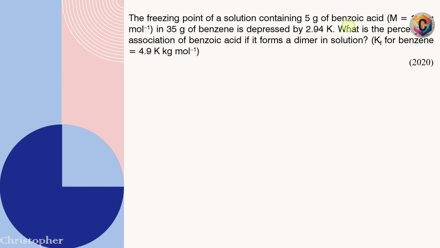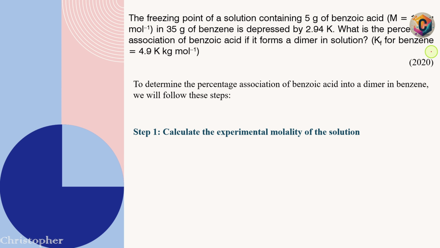Freezing point of solution containing 5 gram of benzoic acid. Benzoic acid molar mass is given as 122 gram per mole. It is dissolved in 35 gram of benzene and is decreased by 2.94 Kelvin. What's the percentage of association of benzoic acid if it forms a dimer in solution? This question was asked in 2020. Solve this question step by step.